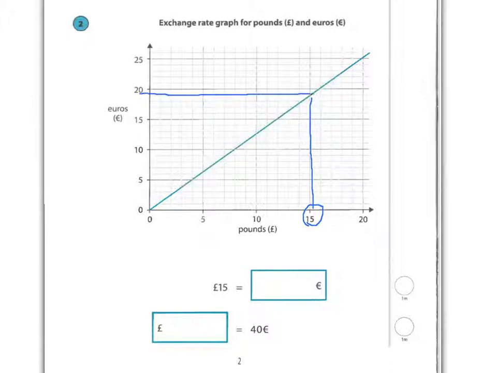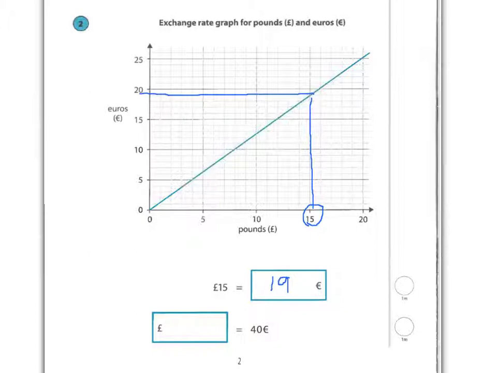Now doing this on an iPad is a bit fiddly, but obviously doing it in the real test with a ruler would be much simpler. And what you can see is that comes out as 19 euros. Now the next question is how many pounds is 40 euros?